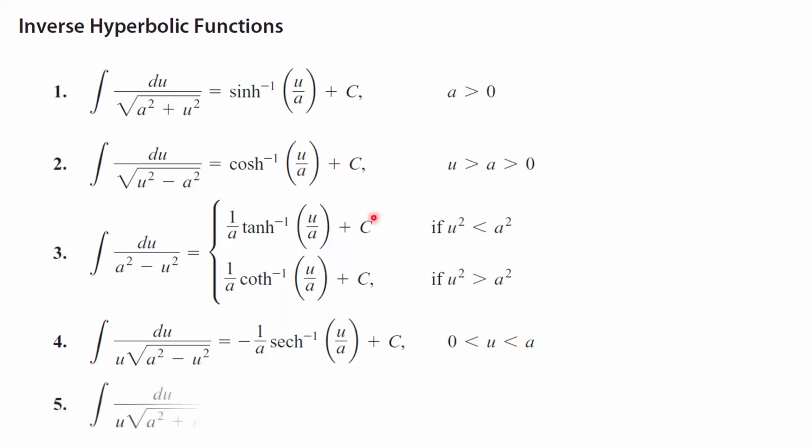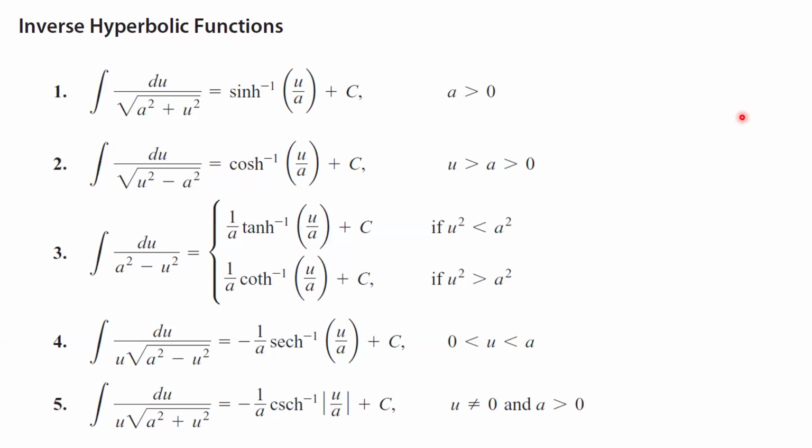And the last one is the integral of du divided by u times square root of a squared plus u squared, which is negative 1 over a, inverse hyperbolic cosecant of absolute value of u over a plus c. u is non-zero and a is positive.